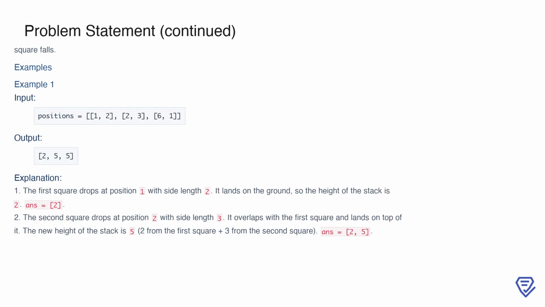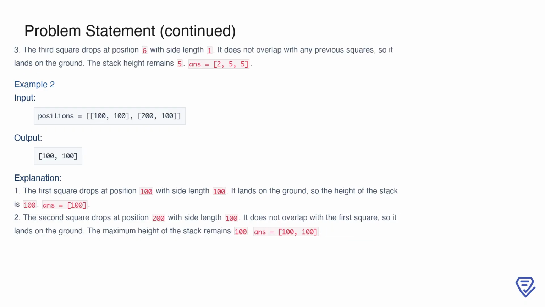Next, the second square drops at position 2 with a side length of 3. This square overlaps with the first one, and it lands on top of it. The new height of the stack is now 5, which is the height of the first square plus the height of the second square. At this point, the result array is ANS equals [2, 5].